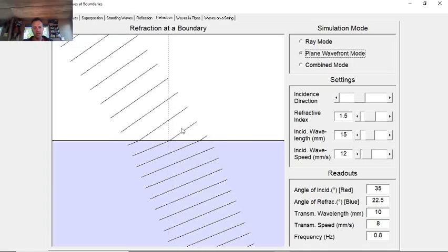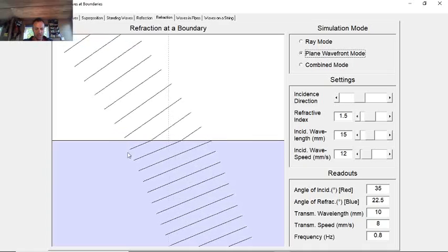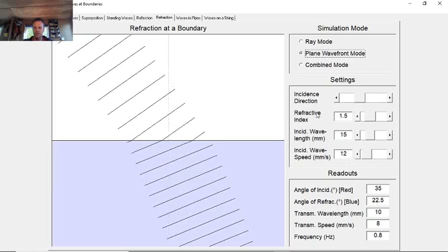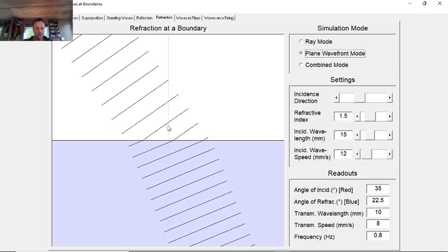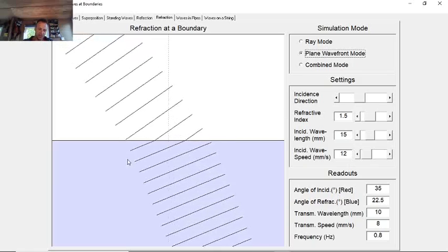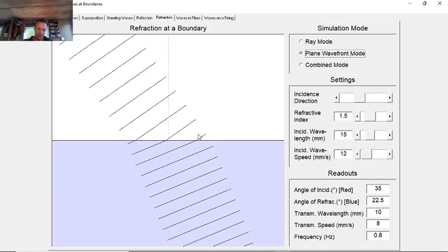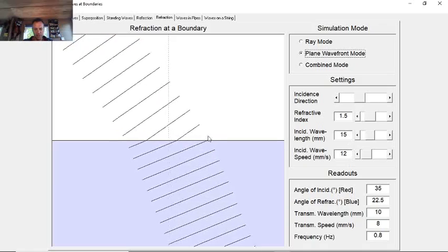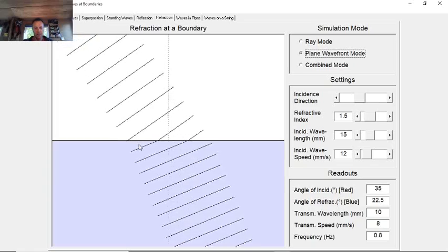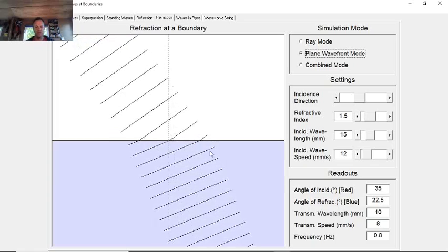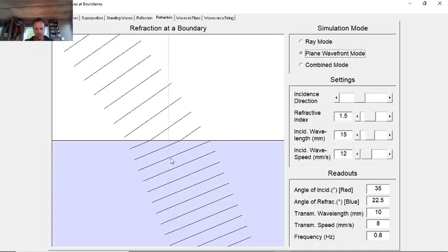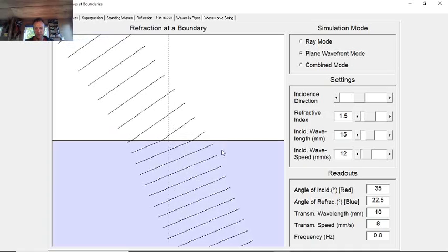But because it's going at an angle, can you see just here they slow down first? And I can't freeze it. Here they slow down first, therefore the waves slow down just at this point here. Here the waves only slow down just at that point. And because these waves slow down here first, it changes the direction of the wavefront.